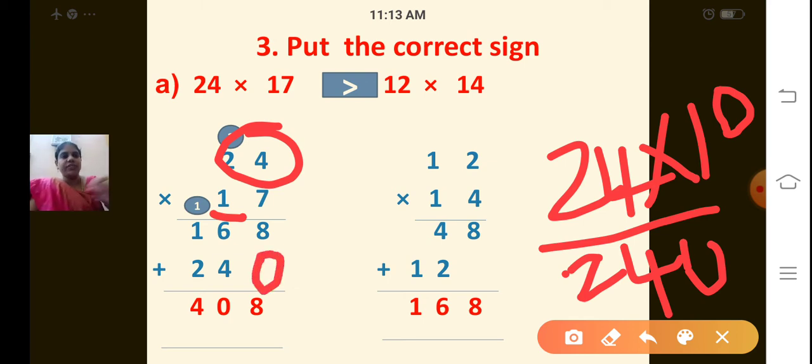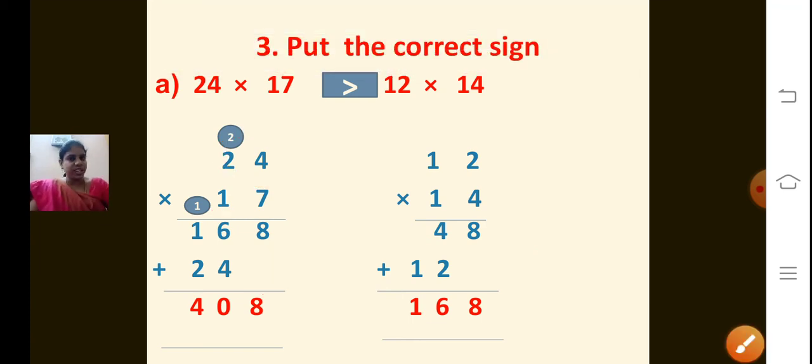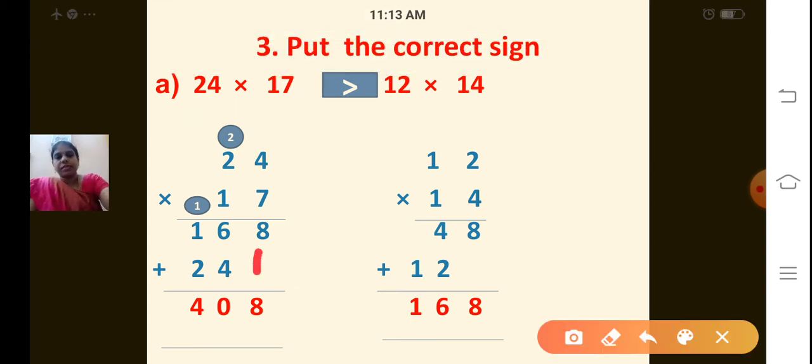So now what we have to do? Add these two numbers. 168 plus 24. Shall we add these two numbers? 8. Now 6 plus 4, 10. 0, 1 will be carried over. Then 1 plus 1, 2. 2 plus 2, 4. So my answer is 408. Write it down, 408. Now take the second number 12.